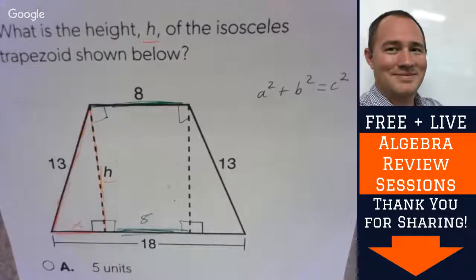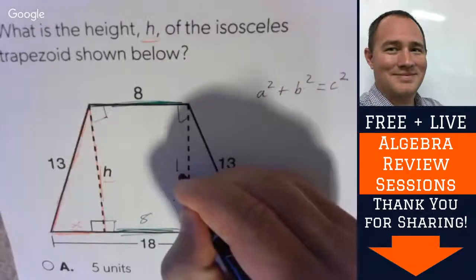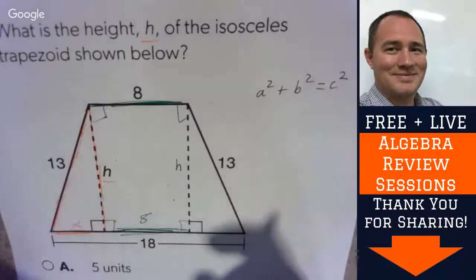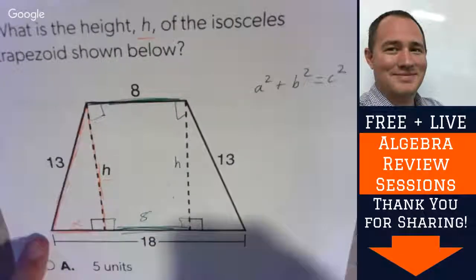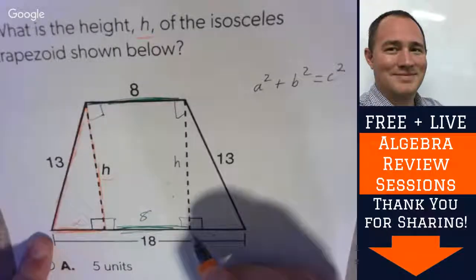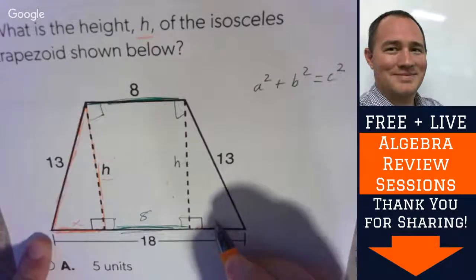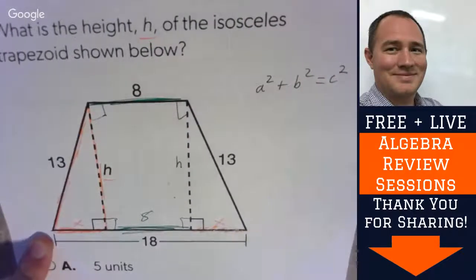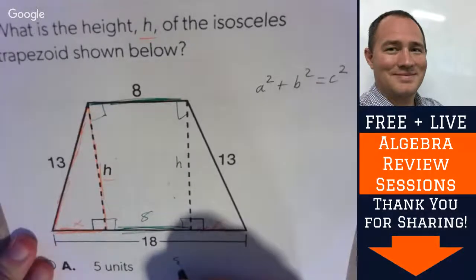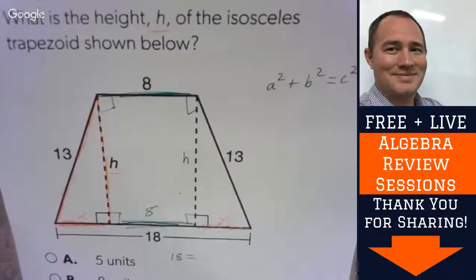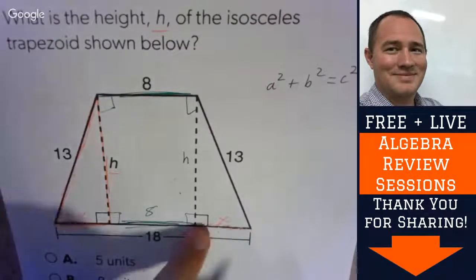Now, we know a few things. We know that this over here would also be h by the properties of an isosceles trapezoid here. We also know that since we labeled this distance here x, that this distance here would also be x. And we know that this entire distance is 18. So 18 equals x plus 8.